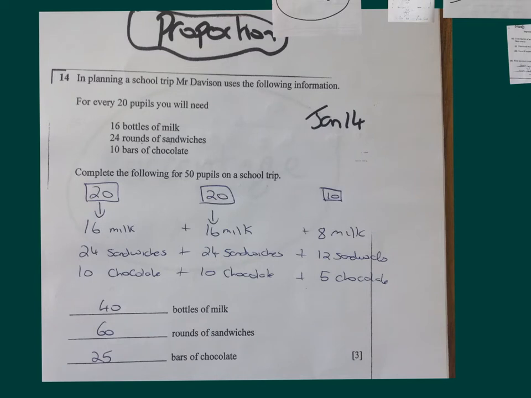This is the standard proportion question. This is for 20 pupils and they want to know how many for 50. So 20, I've written this out like this, makes it easier. So 20 is those items, another 20 will be those, and we only need 10 more, which is half of all those numbers, to give us the 40, the 60 and the 25. Just practice those answers to make sure you know what you're doing.